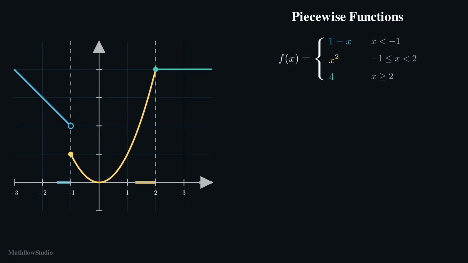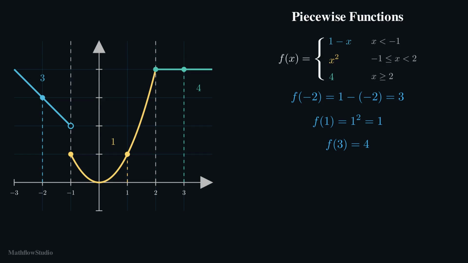To evaluate this function, first find which stretch the input lands in. -2 is less than -1, so the first rule applies. 1 minus -2 is 3. 1 sits between the 2 seams, so square it. The value is 1. 3 is past the second seam, so the last rule applies, and the value is 4.